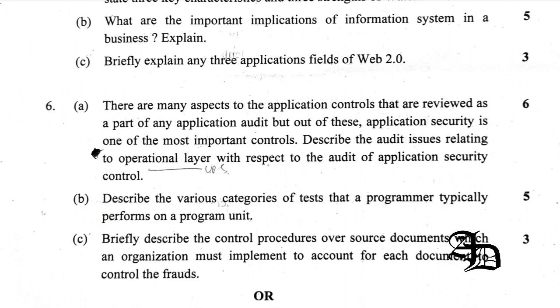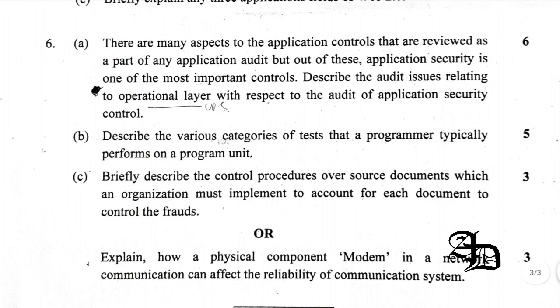6C had an option, either of the two can be done. So the first part of 6C was related to briefly describe the control procedures over source documents which an organization must implement to account for each document to control frauds, and in that case you can write down using pre-numbered source documents, using source documents in sequence, and periodically auditing the source documents.